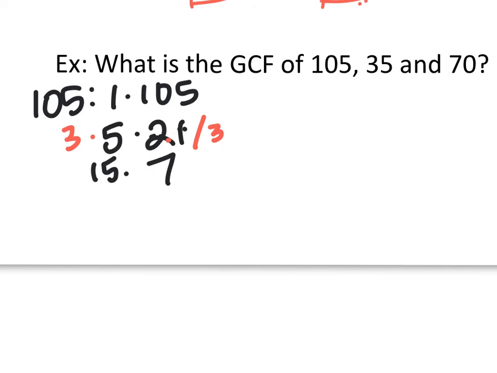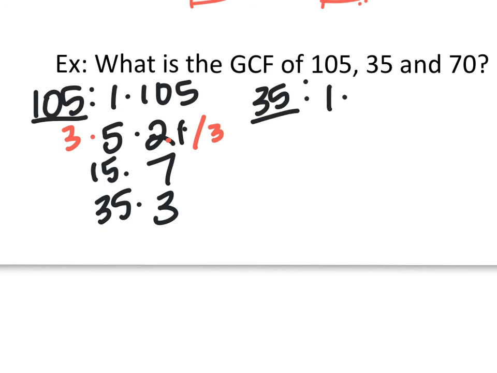What about the other way? If we did 21 divided by 7, we get 3. And then if we did 5 times 7, we would get 35. So 35 times 3 is also 105. And I think those are all the factors. So for 35, that's a little bit easier. We have 1 times 35 and 5 times 7.